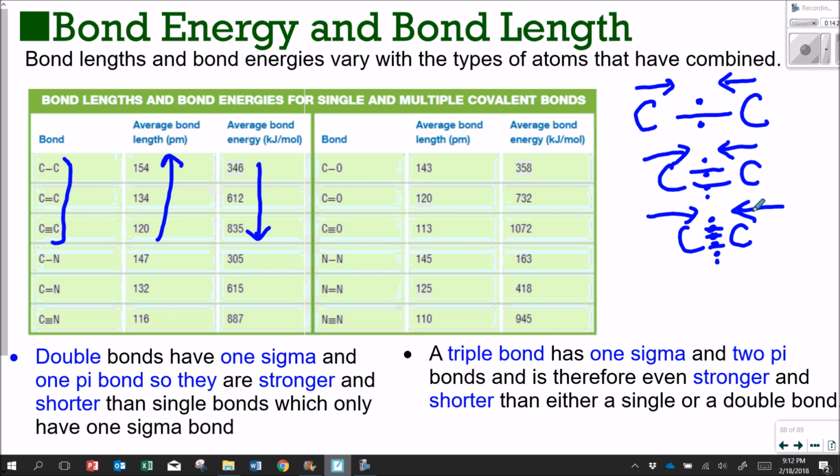As far as the amount of energy required to break the bond, because the attraction is strongest for a triple bond, it will require more energy to break a triple bond, and the attraction is the least for a single bond, so it will require less energy to break a single bond.